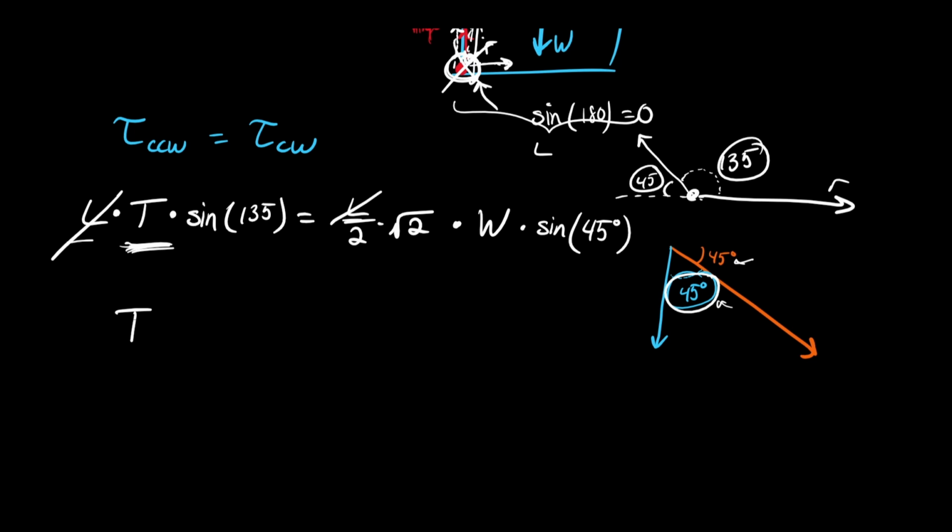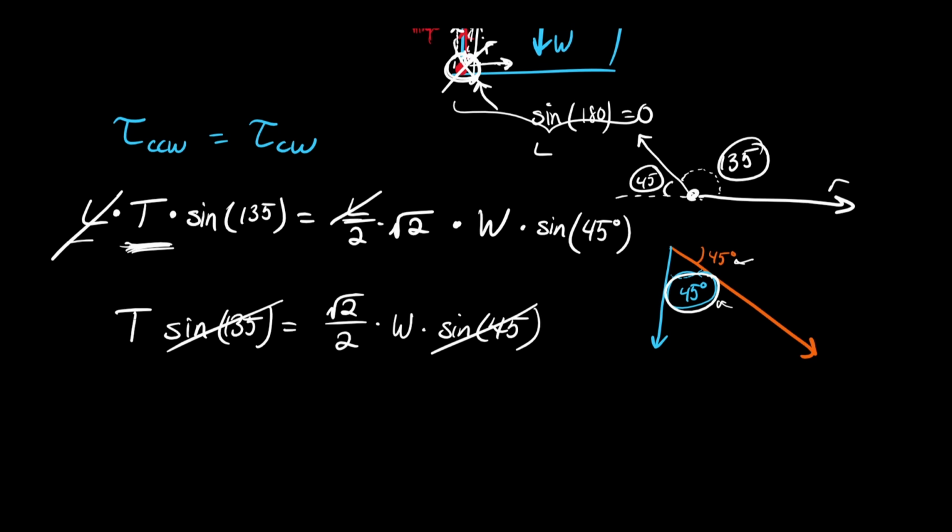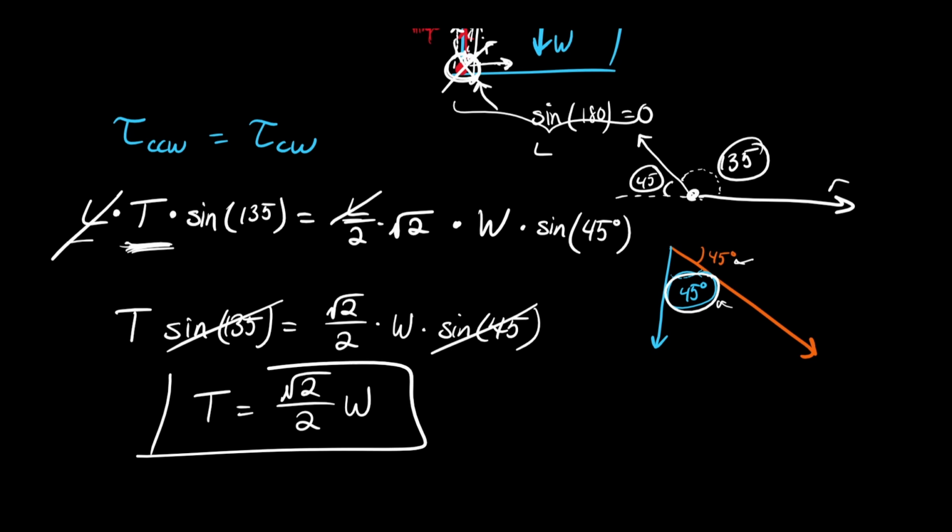Okay. So all it is going to be is cleaning up our equation. If you punch sine of 135 and sine 45 into your calculator, it turns out they're the same number, so they go away. And you're left with this wonderful result. T is root 2 over 2, also known as 1 over the square root of 2, times W.